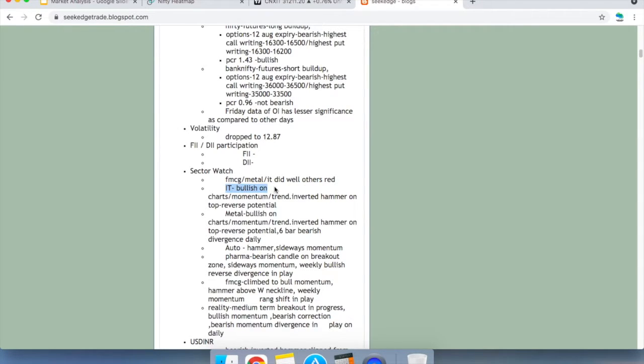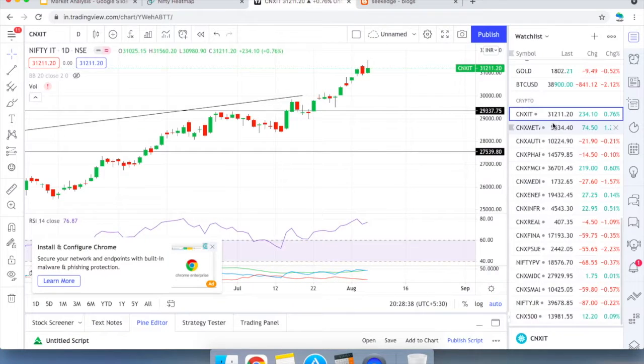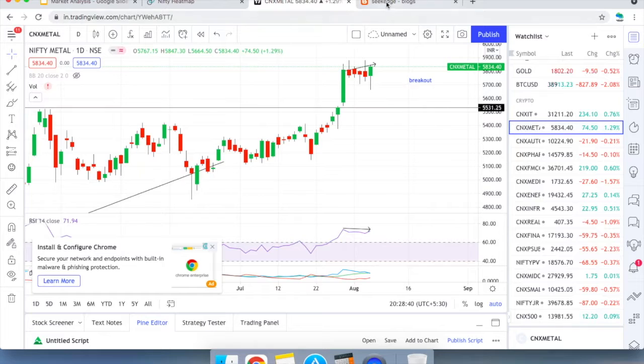IT is bullish, and metal is also bullish. Metal has got an inverted hammer and a 6 bar bearish divergence set. So metal is bullish, but you have to be cautious because there is a divergence. The price is moving up, and the indicator is coming down. So there is a divergence here. You have to be cautious, but it is bullish.